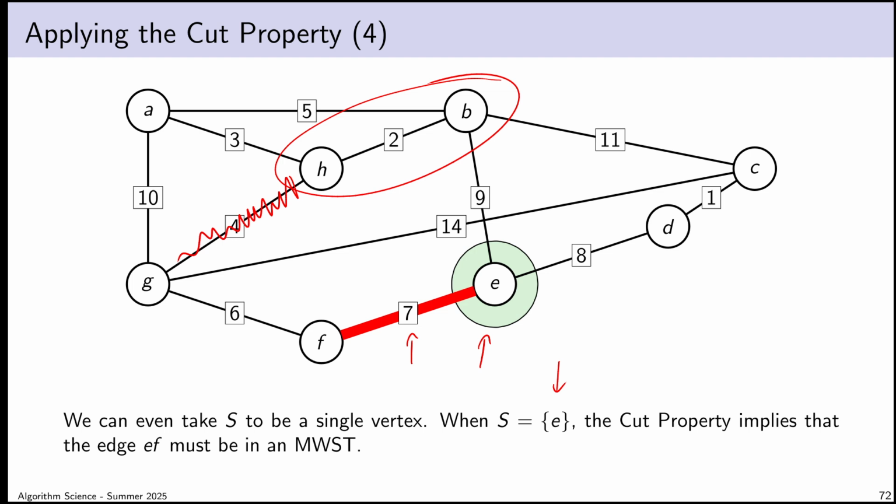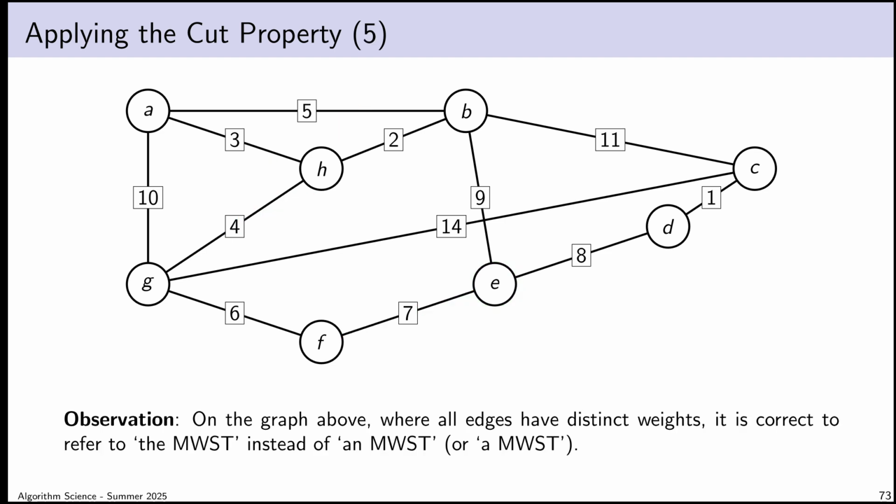So what that tells me is basically I could just consider sets of vertices over and over and collect a bunch of edges and put them all together to get a minimum weight spanning tree, except for the fact that the cut property doesn't talk about the minimum weight spanning tree, it talks about a minimum weight spanning tree, or an MWST. So on this graph here, it happens, all edges have distinct weights. And on this graph, it is correct to talk about the minimum weight spanning tree, because there is only one of them, instead of talking about a minimum weight spanning tree, or if you want to read the acronym, an MWST. It's weird how English works.